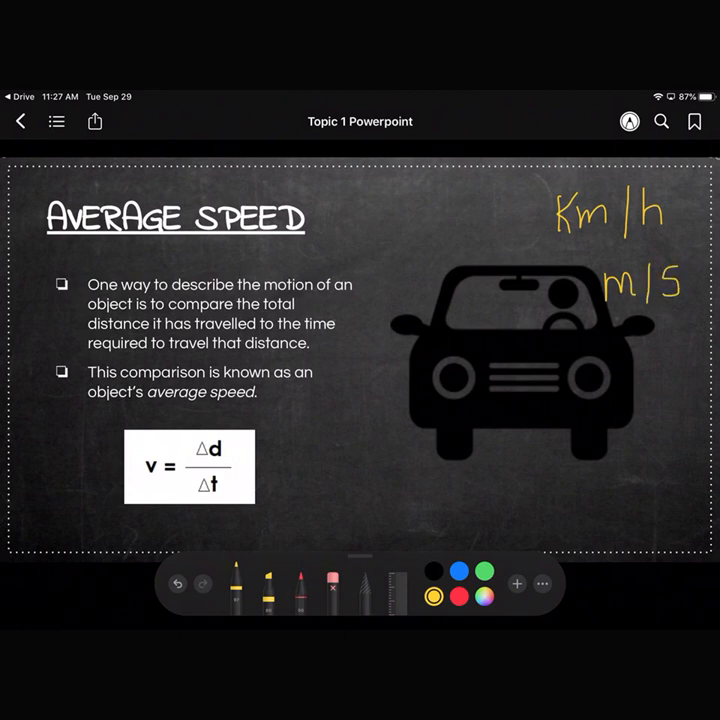What would they do in the States? How do they measure their speed? You don't have to know that, but I will tell you, because you might see it or hear it: they measure their speed in miles per hour. So in the States, they use miles.